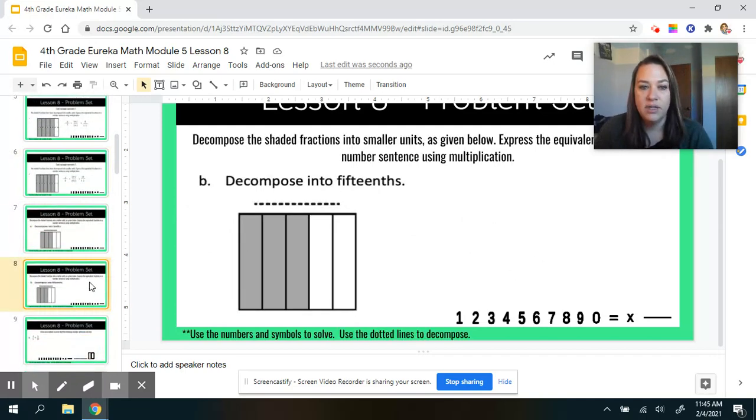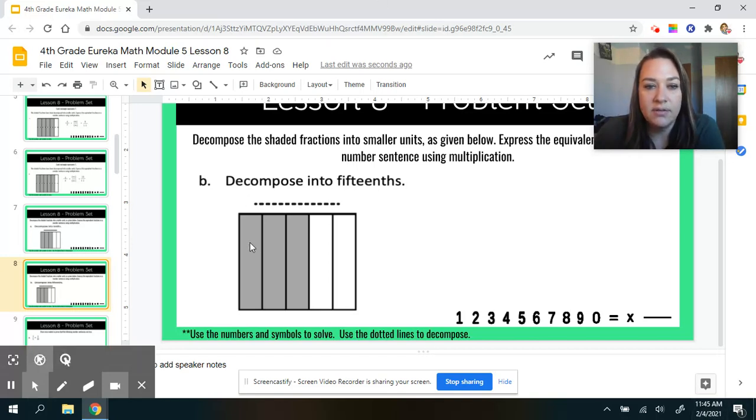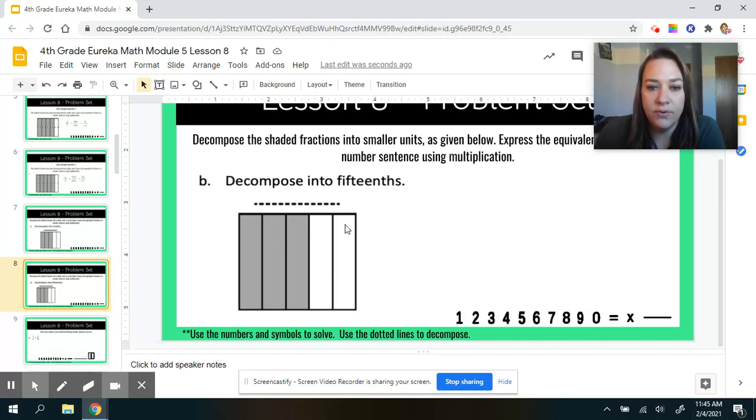All right. I'm going to skip down to, oh no, this will be a good one. So it says decompose into 15ths. So it doesn't have the horizontal lines drawn yet. So we need to figure out how many rows we have to make to get our new denominator, 15ths. Okay, so let's see what we're starting with. So we've got 1, 2, 3 of the 4, 5 shaded. So we've got 3/5. And it wants us to decompose that into 15ths.